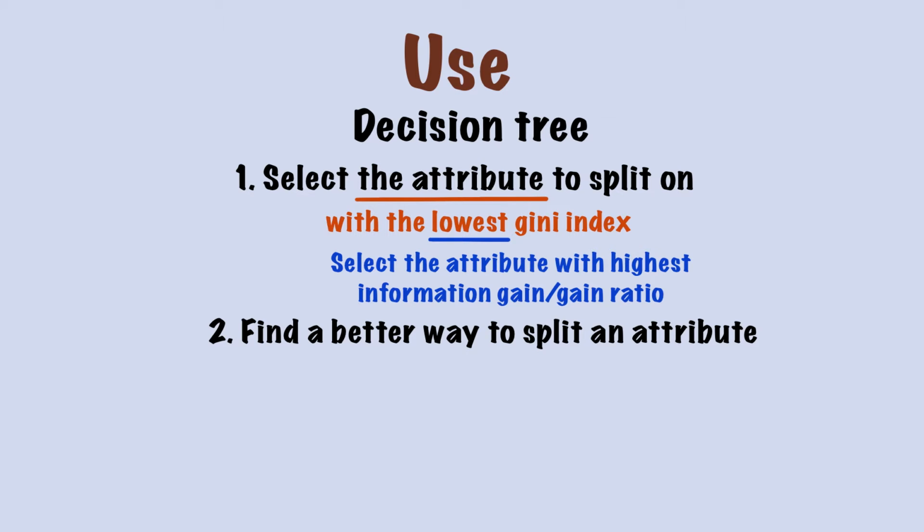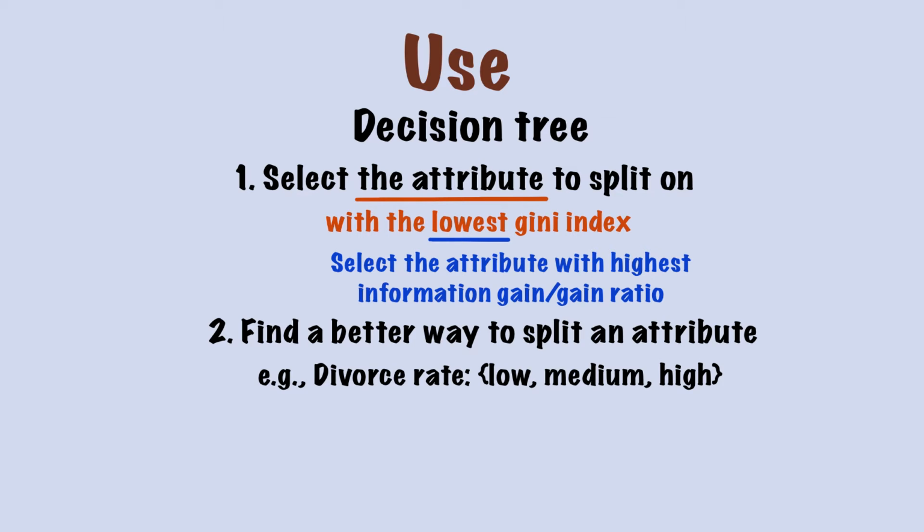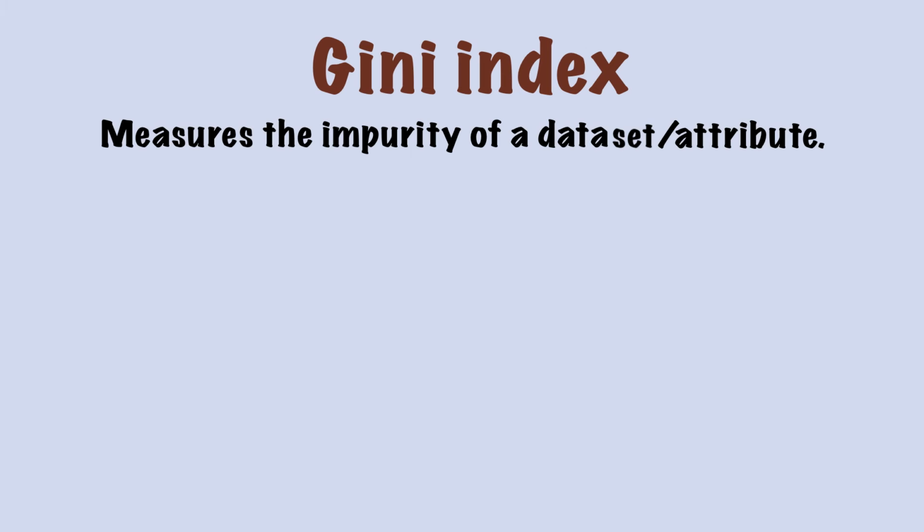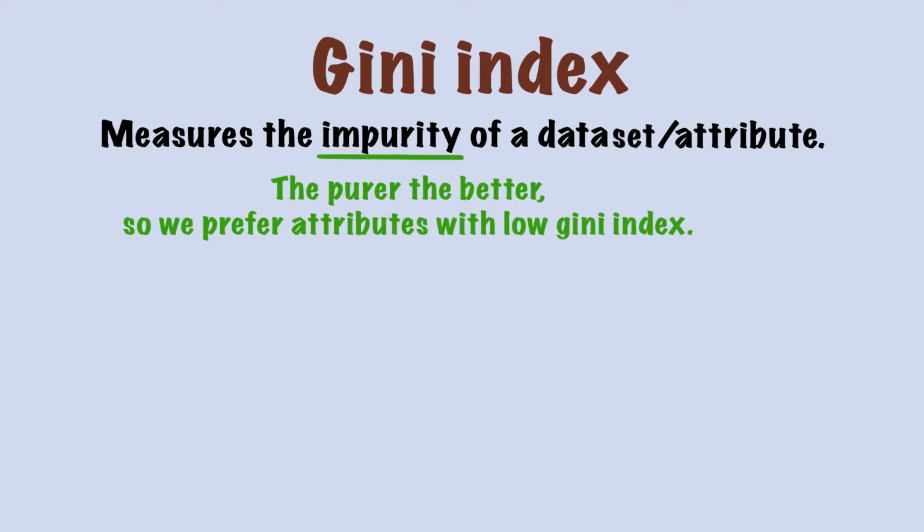The second use is to find a better way to split an attribute. For example, the divorce rate has 3 values, low, medium, and high, and we might want to split the attribute into only 2 groups. There are 3 ways to split this attribute, and we again select the split with the lowest Gini index. Alright, so Gini index measures the impurity of an attribute. Intuitively, we prefer the pure attribute, so we want the Gini index to be as low as possible.